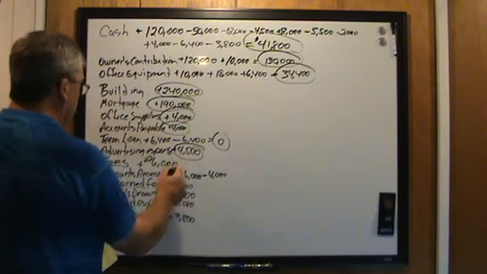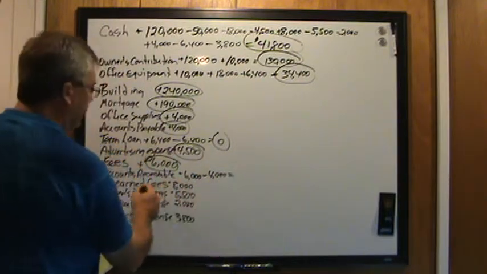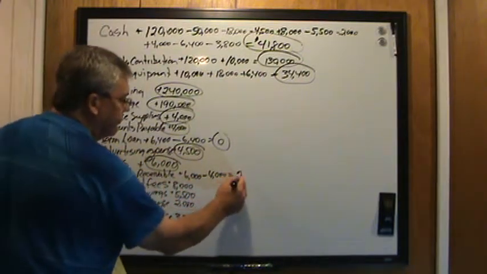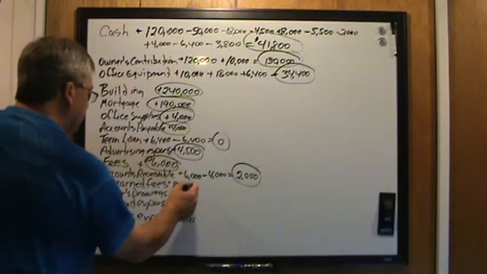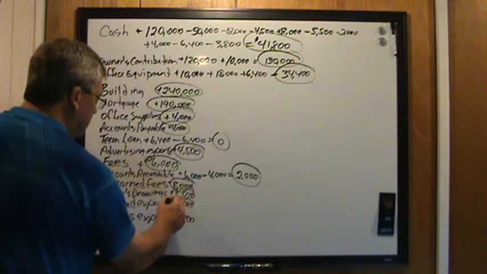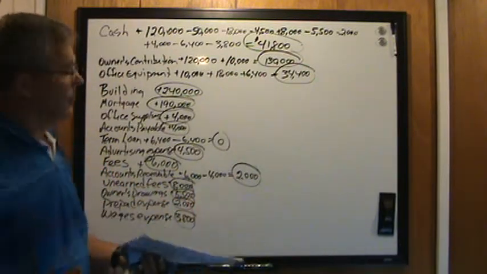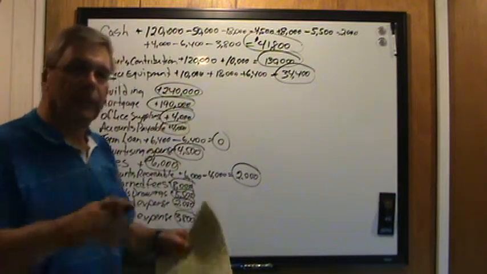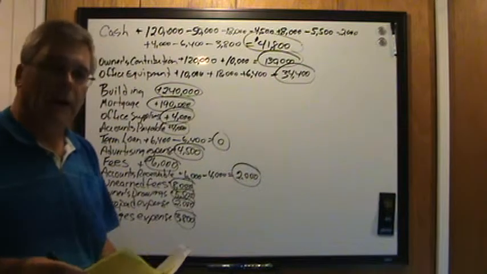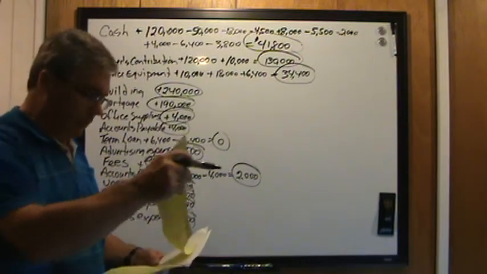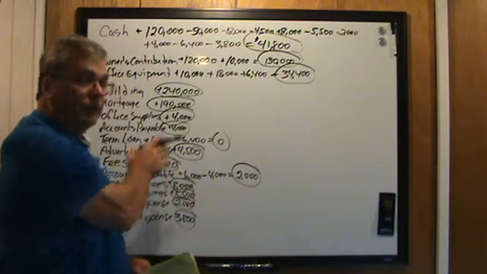Advertising expense, fees, accounts receivable, we paid $4,000 off, so we ended up with $2,000, which is the balance. And the rest of these all are just single items. But when I do these, I like to circle the balances, so when I go to do the next step, I'll be able to use them easily without getting mixed up with some of the other numbers. Okay, so keep these numbers in mind.